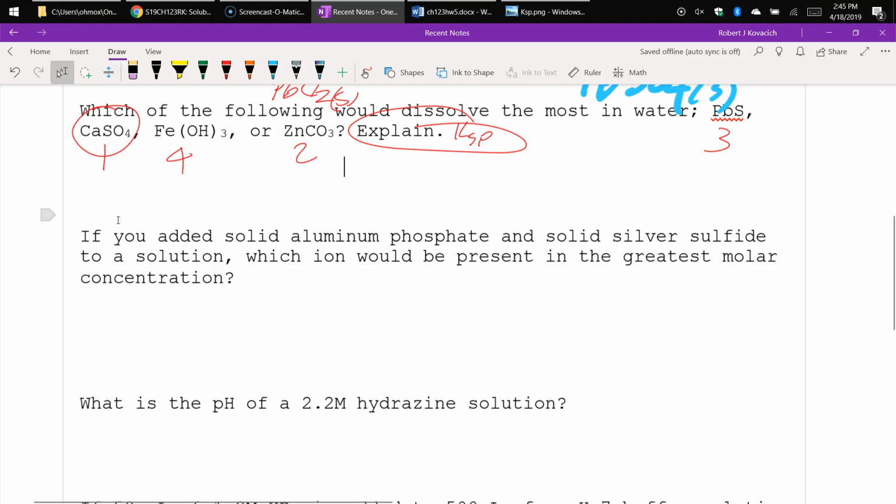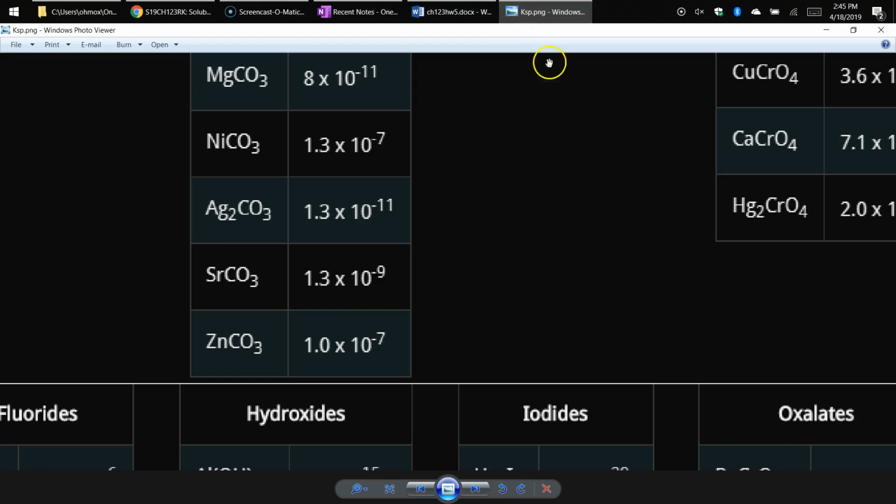All right, if you mixed aluminum phosphate and silver sulfide in a solution, which ion would be present in the greatest molar concentration? All right, so I've got aluminum phosphate, and I've got silver sulfide. So what's going to happen here? Same kind of question. So we're going to go over to the phosphate.